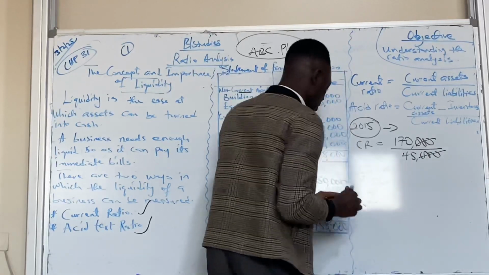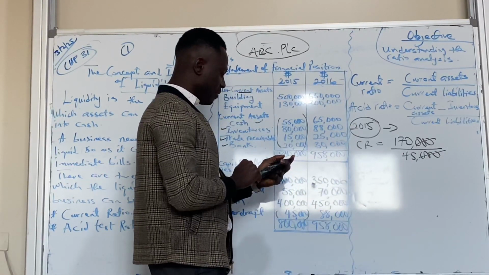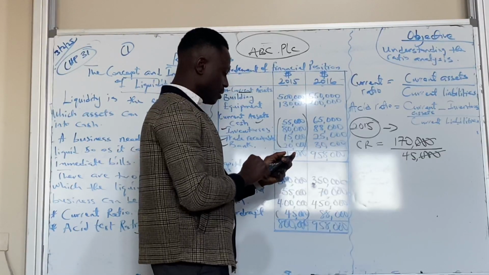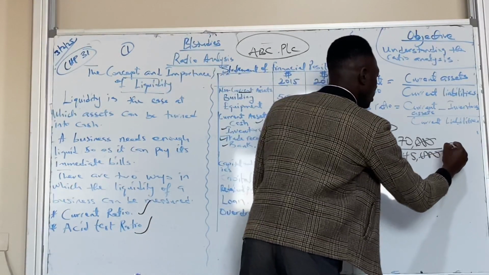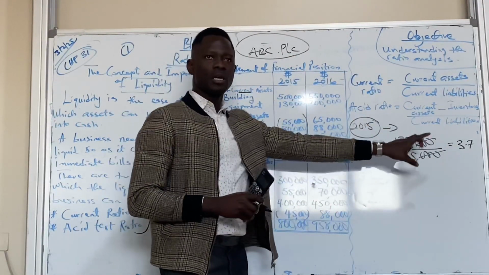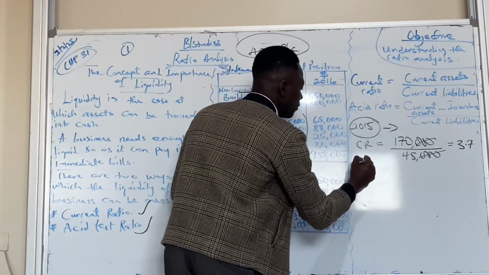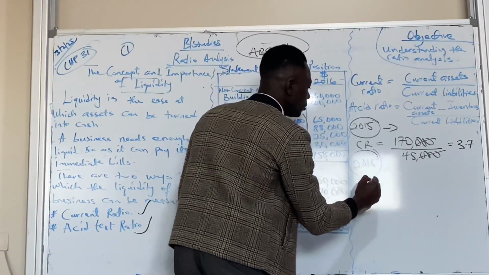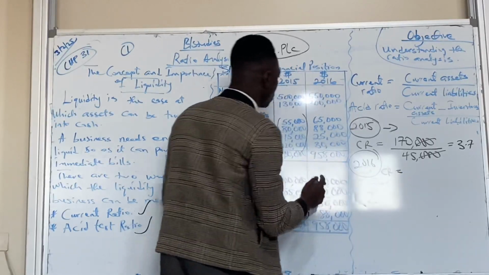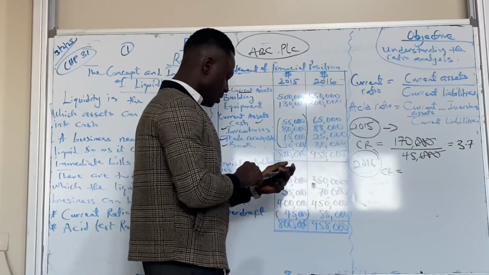So we have 170 divided by 45. So that's 3.7. So the current ratio for 2015 is 3.7. Do you understand that, please? Then we check 2016. For 2016, our current ratio is the total here. How much is the total? Did you do it before? No. Okay, let's do it together.